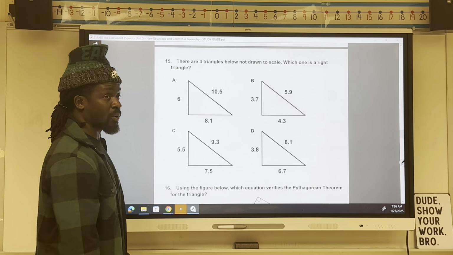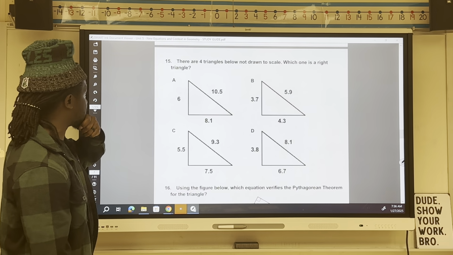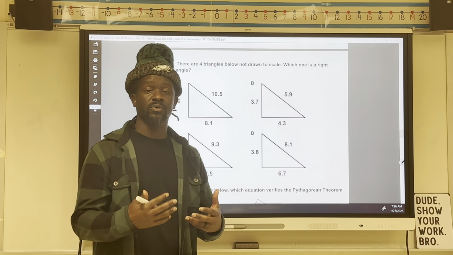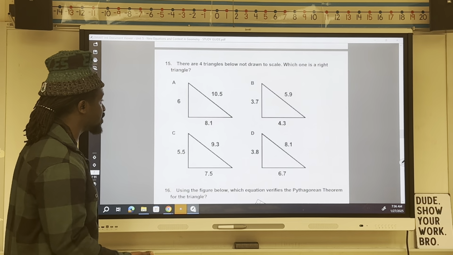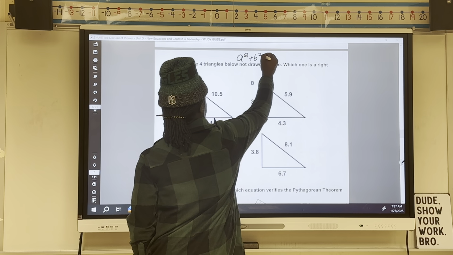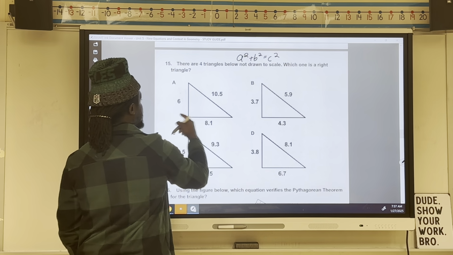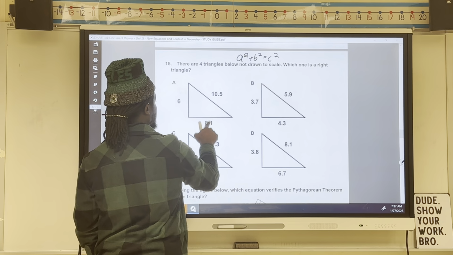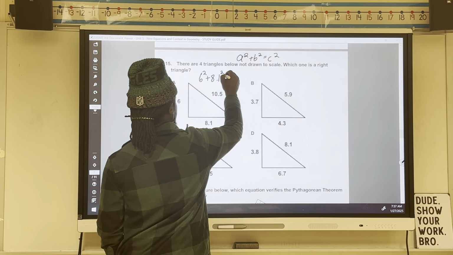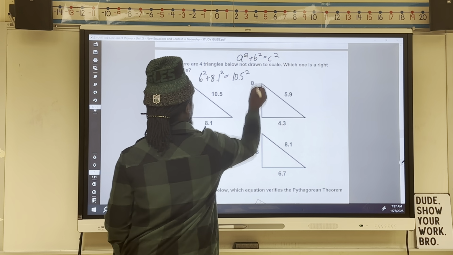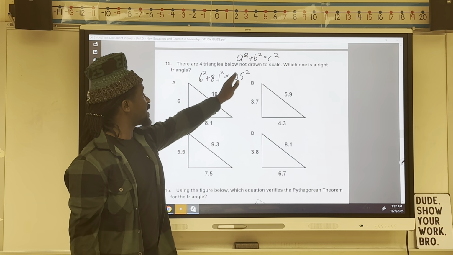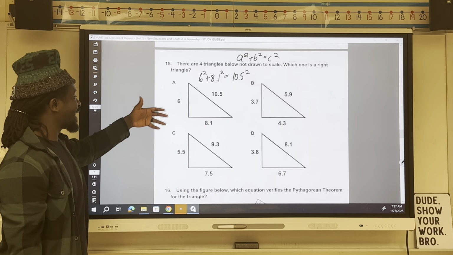Hey, so for this question right here, again, what are the four triangles? One of them is a right triangle. Well, to figure out which one is a right triangle, I know it's a right triangle if it follows the Pythagorean theorem. Remember, Pythagorean theorem is A squared plus B squared equals C squared. So what I need to do is say, okay, this is A and B. So 6 squared plus 8.1 squared equals 10.5 squared. And what I got to do is do this part and then see if it equals 10.5 squared. That's one way to do it.